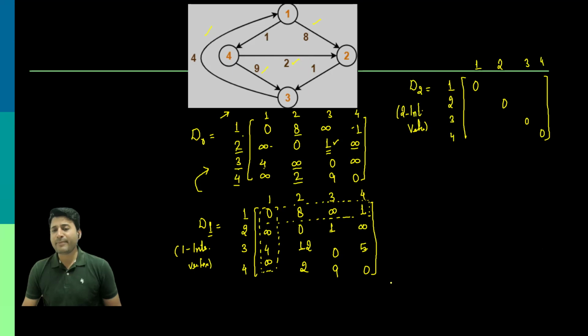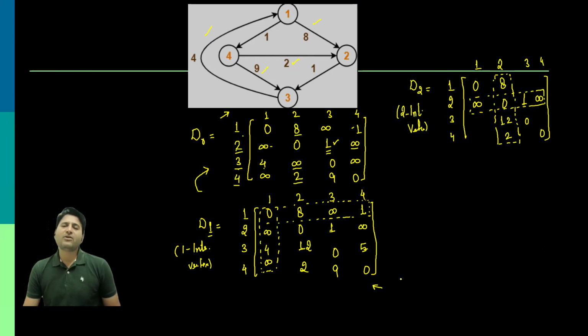Now our reference matrix is this matrix. So the second row, that is infinite, 0, 1, and infinite. And the second column, which is 8, 0, 12, and 2, comes out as it is. Why does it come out as it is? Because in all these paths, vertex number 2 is already included. Now let us try to find the leftover entries.